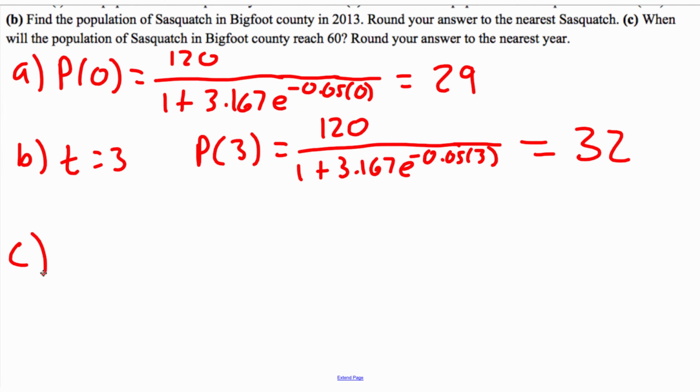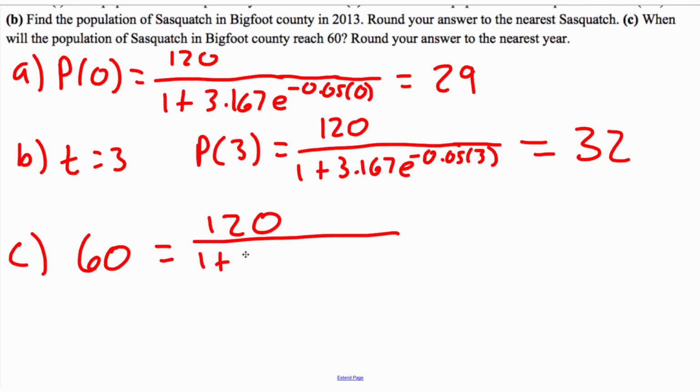In part C, we want to figure out when the population is going to reach 60. So now on the left-hand side, we're going to turn that p-value into 60. So we get 60 equals 120 divided by 1 plus 3.167 e to the negative 0.05 t, because we're trying to find the time.